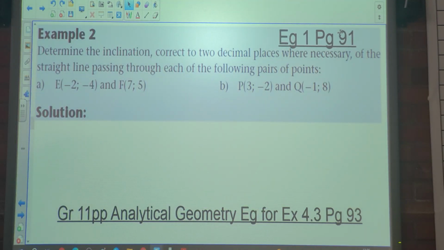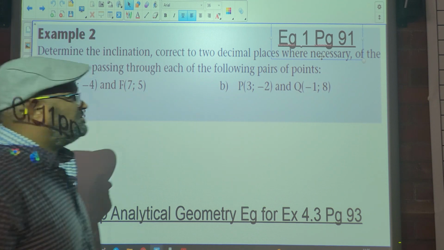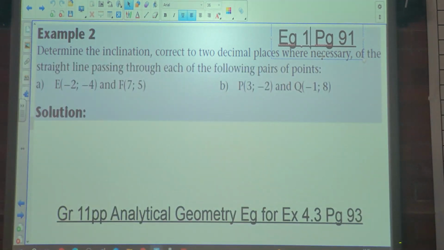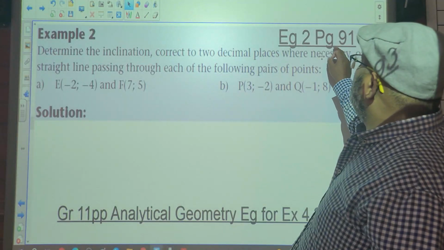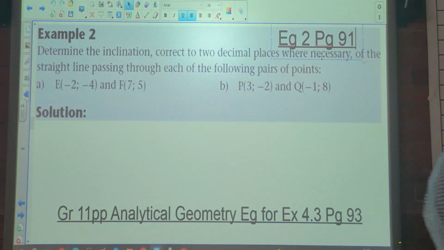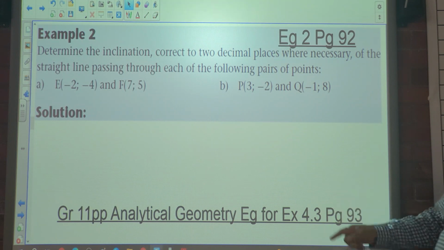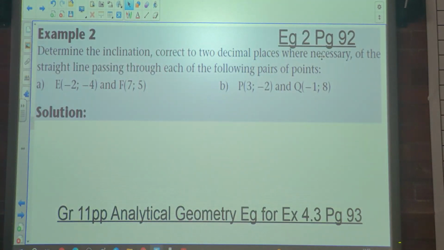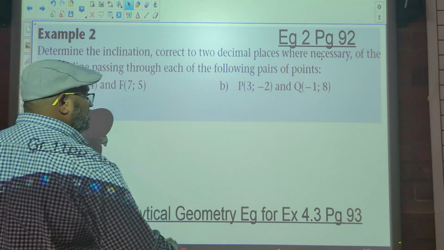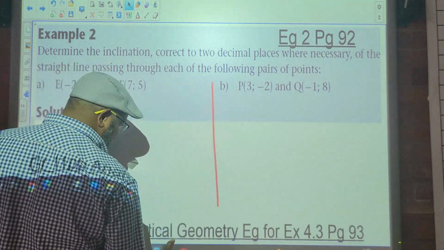Right, people, we're looking at example 2. Example 2 is on page 92. Example 2, page 92. The other question is, determine the inclination, correct to 2 decimal places where necessary, of the straight line passing through each of the following pairs of points. People, "determine" means "work out".